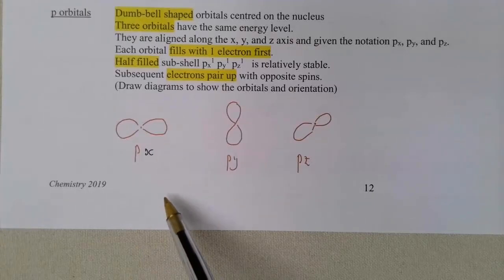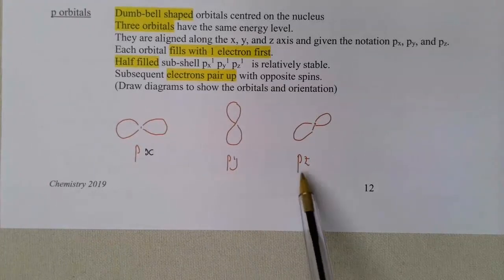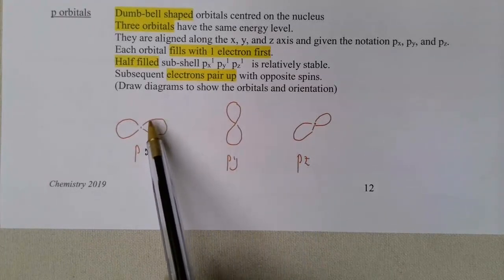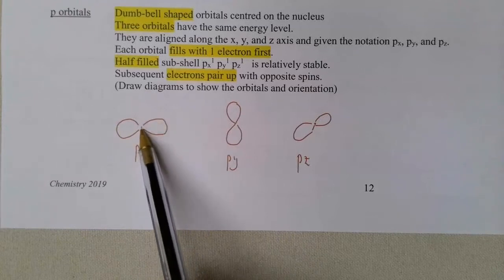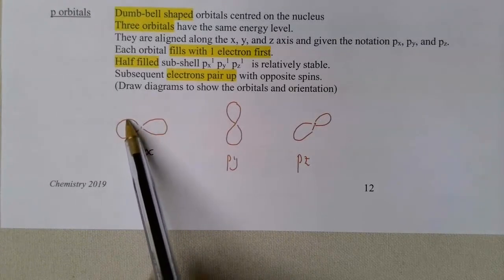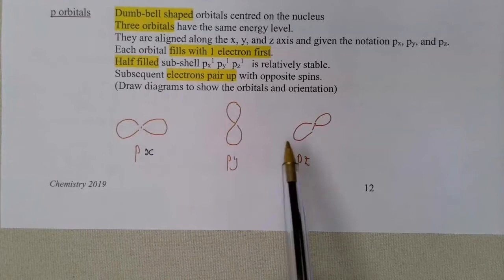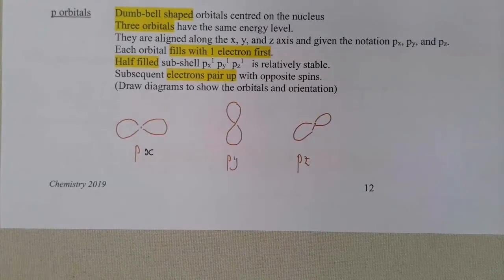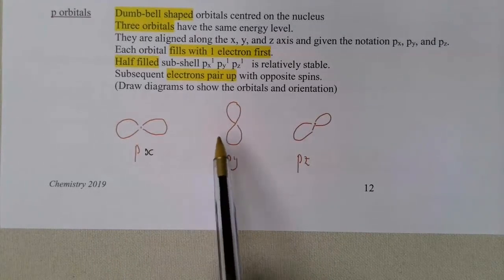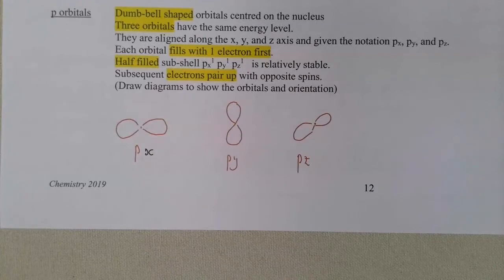So the p orbitals, well, we know there are 3 p orbitals, px, py and pz, and they're orientated along the Cartesian axes, and they're shaped like dumbbells. Now these 3 all have the same energy level, so it doesn't matter which one of these you fill first.